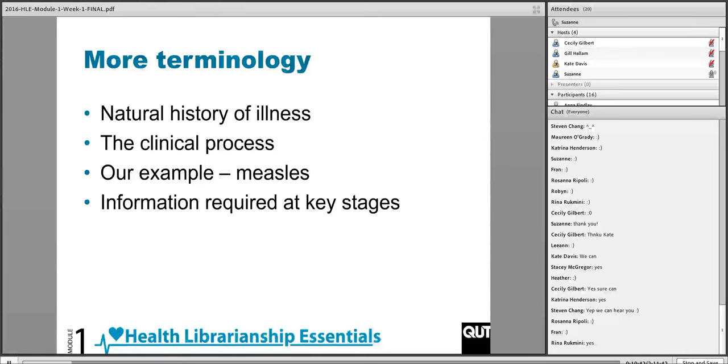And the clinical process is the pathway followed by clinicians as they intervene in the natural history of an illness at various key stages. And it's important for health librarians to be aware of these stages, as we're often asked by clinicians to provide information at some of the stages. And many of the information resources we manage, particularly the resources that are designed to be used at the point of care, are structured according to these key stages.